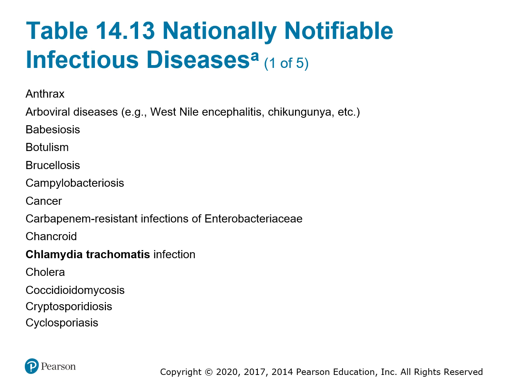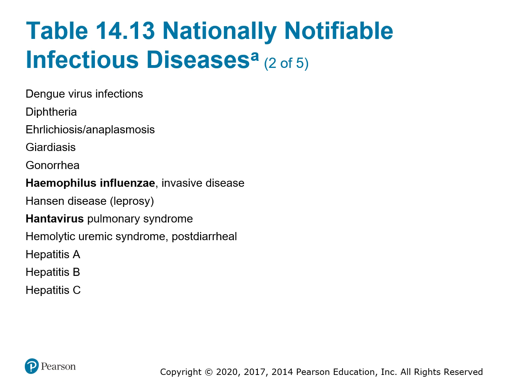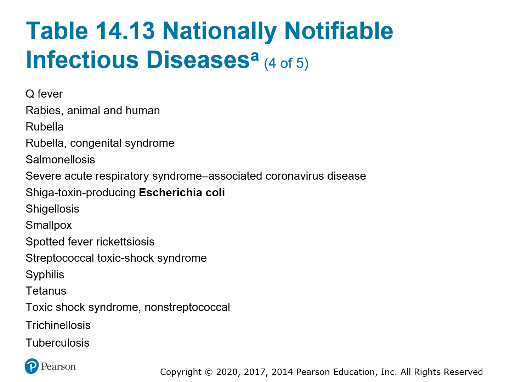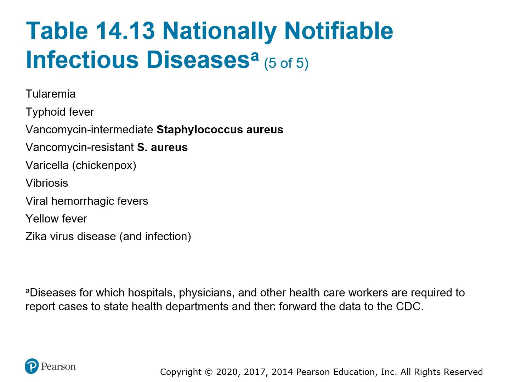So here's the first page of them, and the second page, the third page, our fourth page, and finally the fifth page. This is where hospitals, physicians, and other healthcare workers are required to report cases to their state health department and then forward that data to the CDC. So again, do not memorize that list. Just realize that there are lists out there that you would have to pay attention to, because some of these are animal zoonotic diseases. So they are diseases you would need to be aware of if you have cases of them.